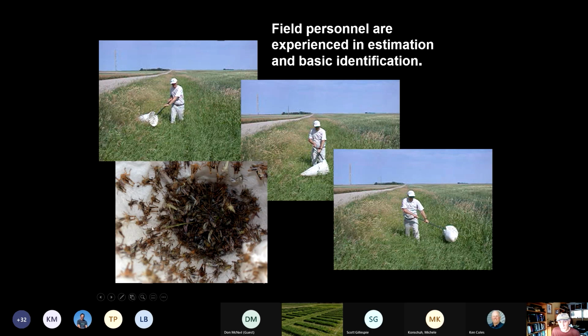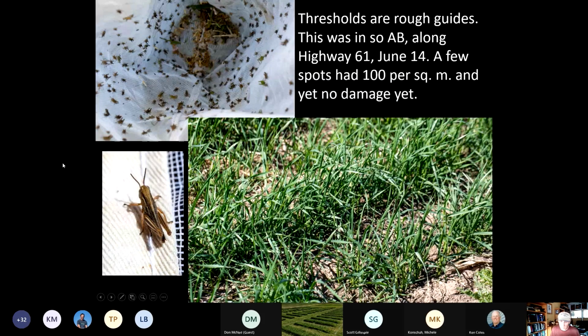You can see here that in this case, it's obvious what's happening, but what might not be obvious is that these are all the two-striped grasshopper. So they present a particular risk. So insect species matters, numbers matters, and geography matters. And sometimes the threshold, like I said at the beginning, has to be taken with a grain of salt.